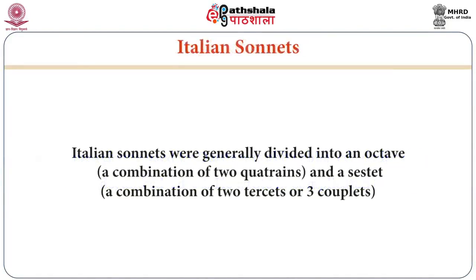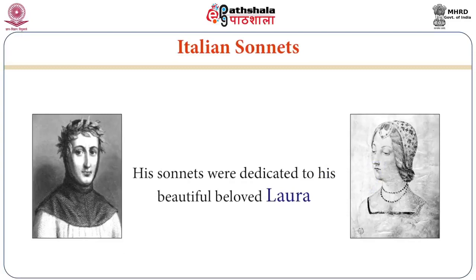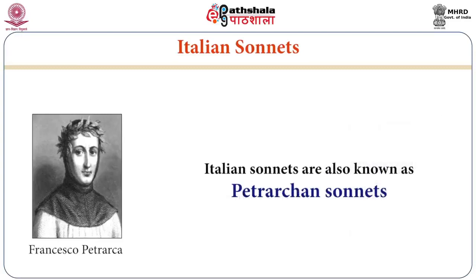Now, friends, the Italian sonnets. If we categorize the first of the sonneteering tradition, it is Italian sonnets or Petrarchan sonnets. Italian sonnets are otherwise named as sonnets by Petrarch. Italian sonnets were generally divided into an octave, a combination of two quatrains, and a sestet, a combination of two tercets or three couplets. Francesco Petrarca wrote approximately 317 sonnets. His sonnets were dedicated to his beautiful beloved or lady love called Laura. Italian sonnets are also known as Petrarchan sonnets, as we have already stated.